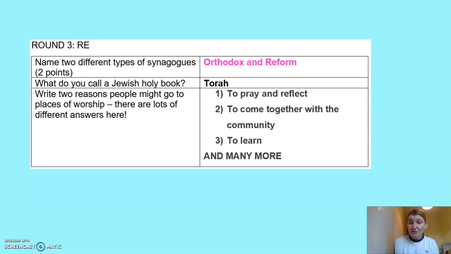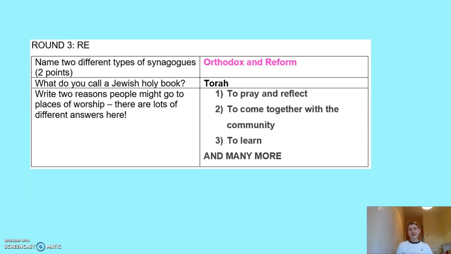Right, round 3 was based on your RE learning for the week. So different types of synagogues. You may have got another one, but the ones that we were learning about were the Orthodox and the Reform synagogues. So you get a point for Orthodox and a point for Reform. And then a Jewish holy book, often referred to as scrolls actually in Judaism, is called a Torah. We saw quite a few examples in our virtual tour and the video from Monday. So that's 1 point. Sorry, I haven't written it on there.